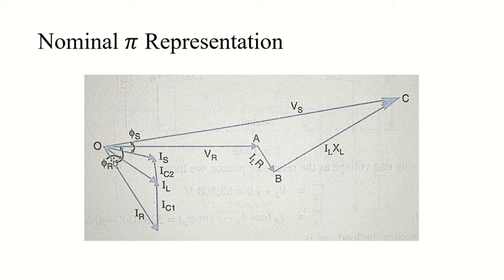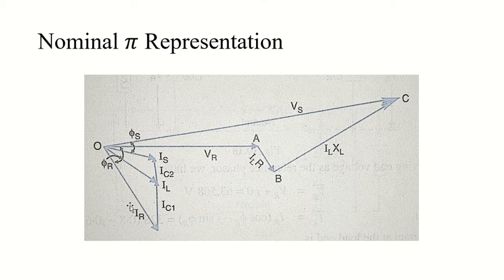Now the charging current IC1 will lead VR by 90 degrees. So IC1 is leading VR by 90 degrees, as you can see here. And the line current IL, what will it be?